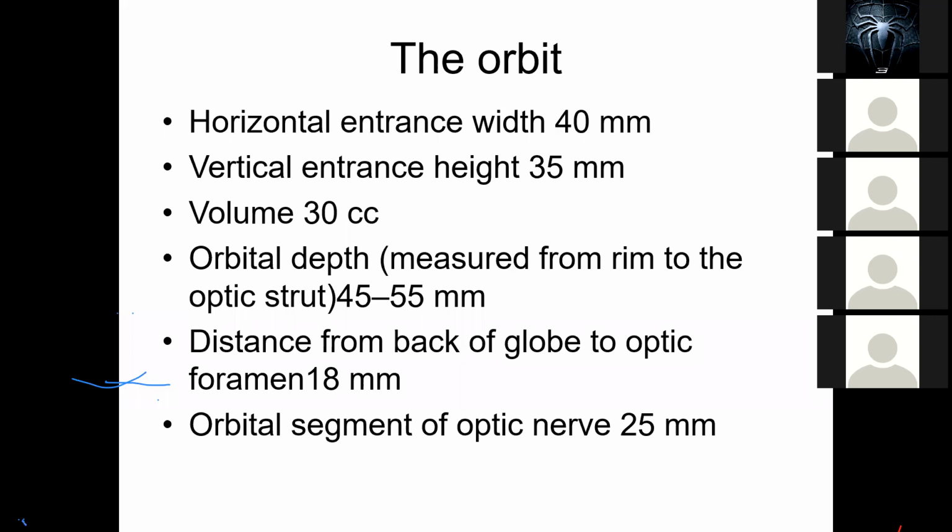Okay, and the distance from the back of the globe to the optic foramen, that is, the distance from where the eyeball itself ends to where the optic nerve comes out, is approximately 18 millimeters. And the orbital segment of the optic nerve is 25 millimeters. That means that the distance from the optic foramen to the globe is about 25 millimeters.